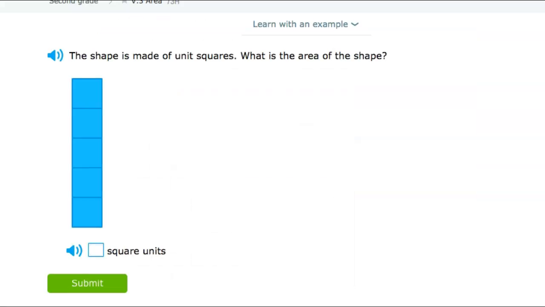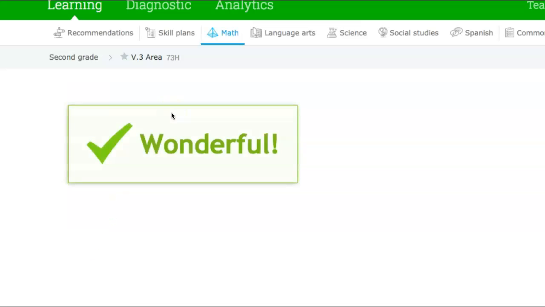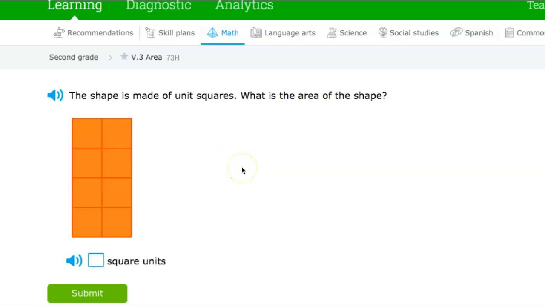Today you're going to work on IXL V3 and 4, answering area questions. Let's practice just a couple. The shape is made of unit squares. What is the area of the shape? We're going to count how many unit squares the shape is. 1, 2, 3, 4, 5. And that is it.